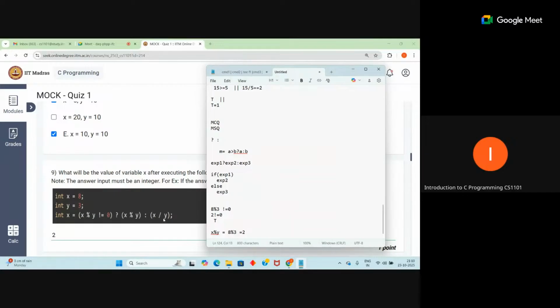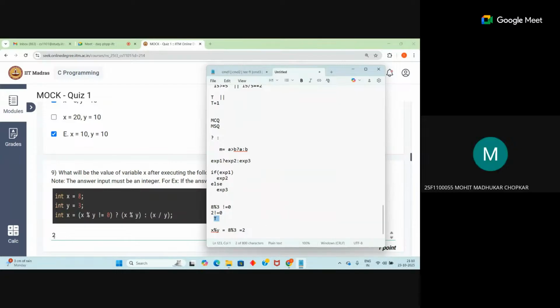How does the conditional operator work? First, it will evaluate expression 1. If expression 1 is true, your answer is expression 2. If expression 1 is false, your answer is expression 3. In our case, expression 1 is true, so our answer will be whatever you have after the question mark. After the question mark, we have x mod y. So 8 mod 3, which is nothing but 2.